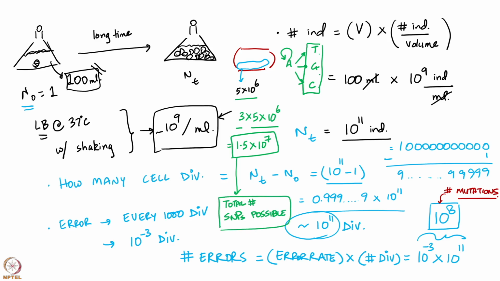The number of mutations that happened in that one flask that we grew in the lab is much greater, approximately 7 times greater than the total number of mutations that are possible in an E. coli genome. We will continue our discussion about the implications of this in the next video.